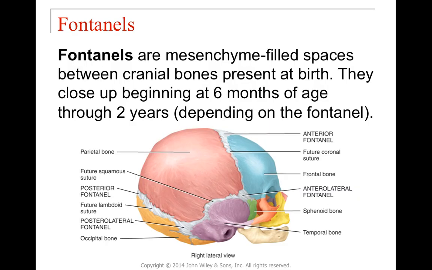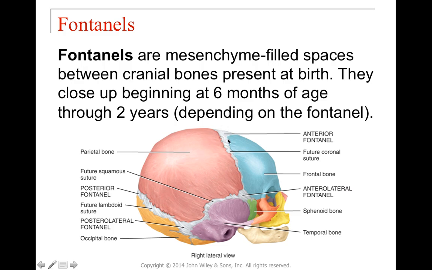All right, so this is showing you an infant skull, basically, or a skull that is still forming. So we're going to have some soft spots, and soft spots are known as fontanelles. Soft spots and fontanelles are basically regions in between the cranial bones that are filled with mesenchyme but aren't hardened yet. They close up starting at about 6 months of age, and the later fontanelles close up at around the 2-year mark.